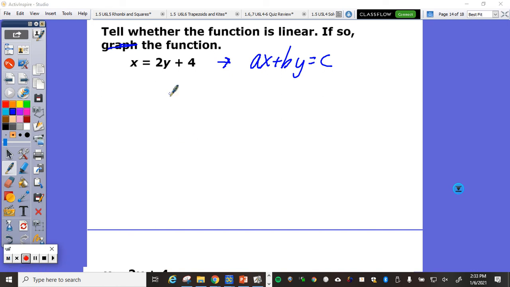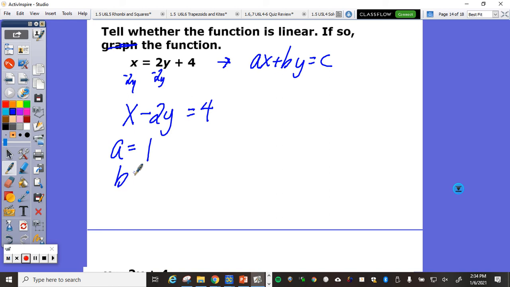We need to move the x and the y over to the same side. So I'm going to move this 2y over here. And so I have x minus 2y equals 4. So when I ask you, what is the value of a? What's the number in front of x? 1. What's the value of b? Negative 2. Negative, sorry. And c would be what? 4.